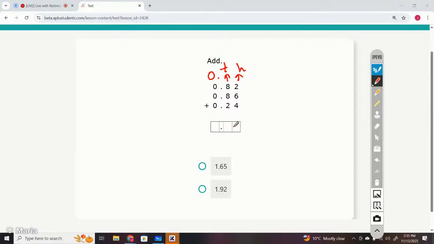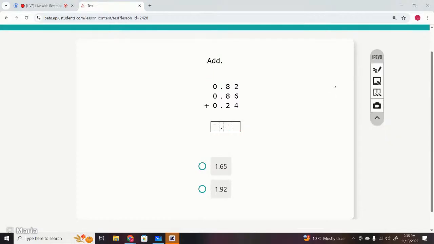So 6 plus 4 is 10 and 2, 12, right? 2 and carry 1. So 8 and 8, 16, 17, 18 and 1, 19, right? 9 and carry 1. So that is 1.92. The correct option is option number 2. The correct option is 1.92. Option number 2 is the correct option.